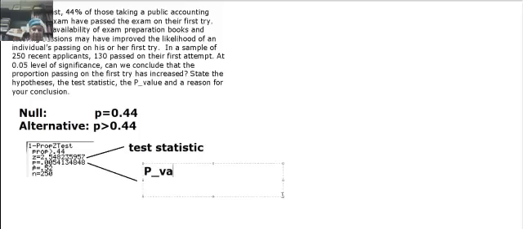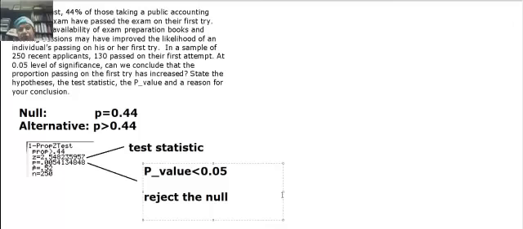This is my p-value, and how does it compare with 0.05? Less or more? It's less than 0.05, so when it's less, what would you do? Reject the null, right? And we shall conclude that at the 5% level of significance, the proportion passing on the first try has increased.